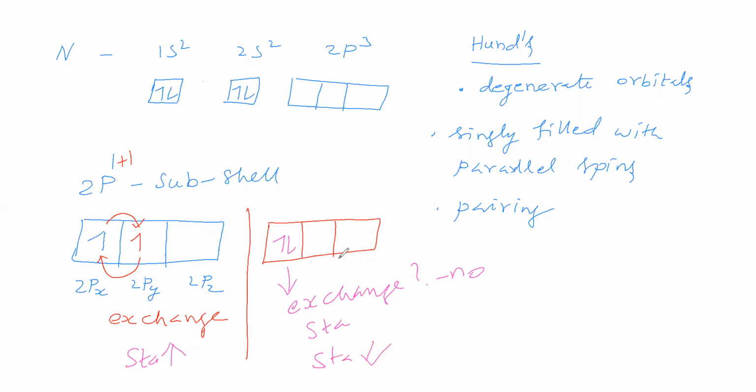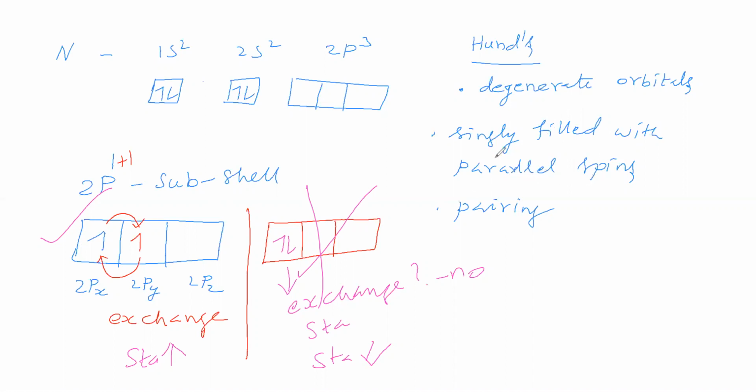So we have to fill the electrons in degenerate orbitals as per Hund's rule. So this is incorrect. We should not fill like this. We have to fill like this only. So how to fill electrons in degenerate orbitals? For that, Hund says first you give singly filled with the parallel spins, then go for pairing.